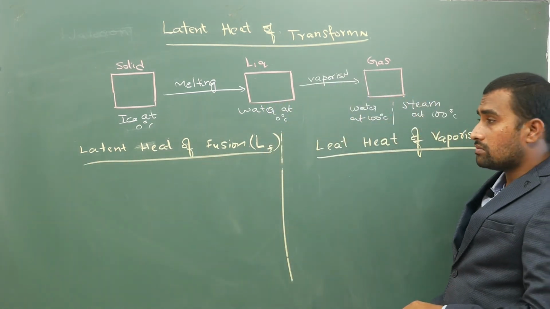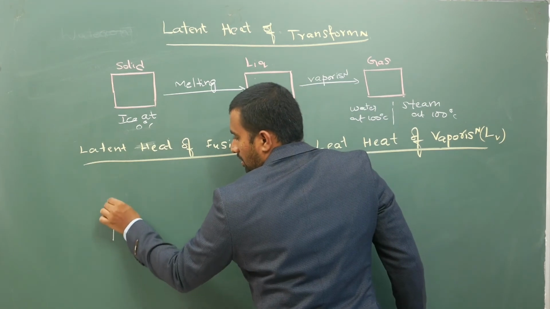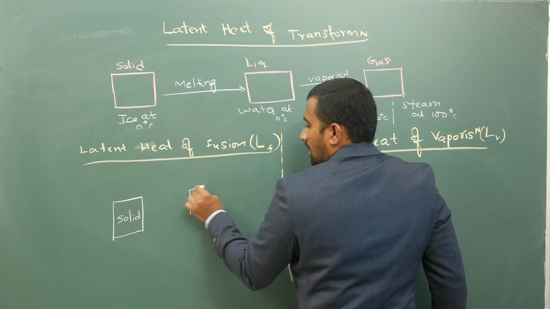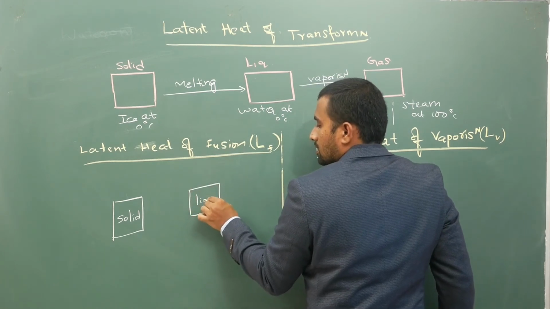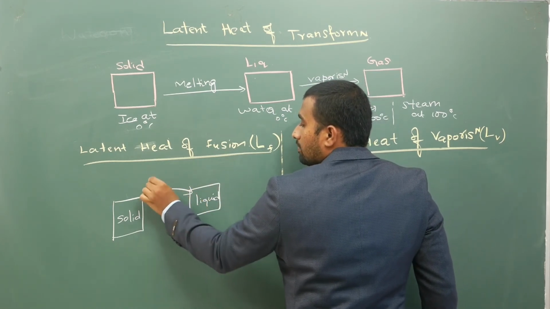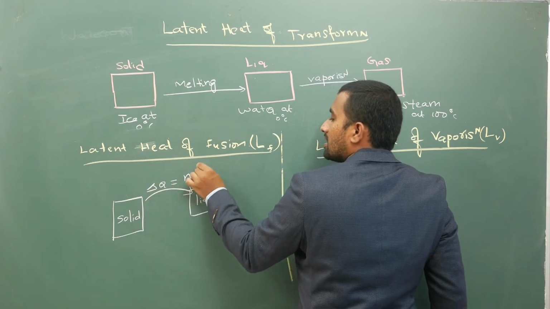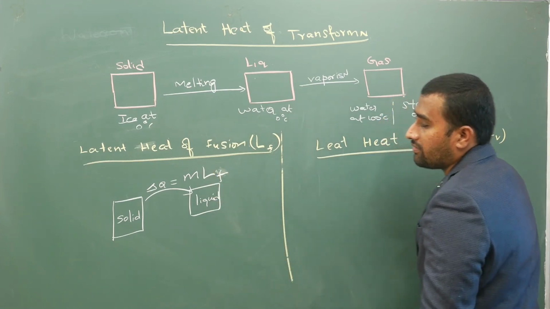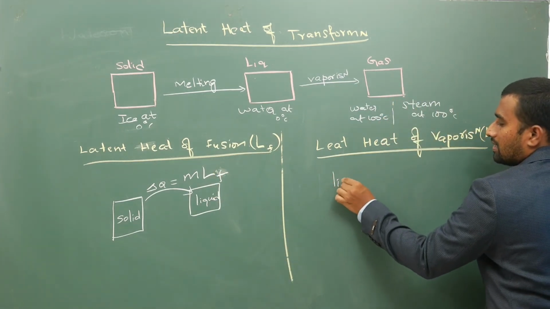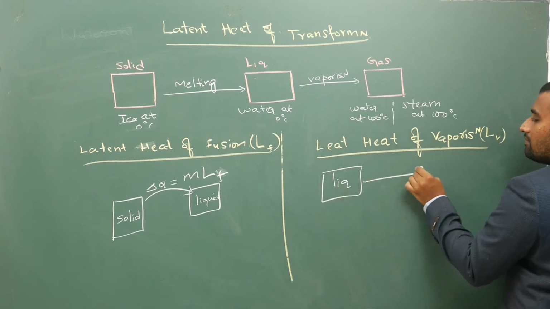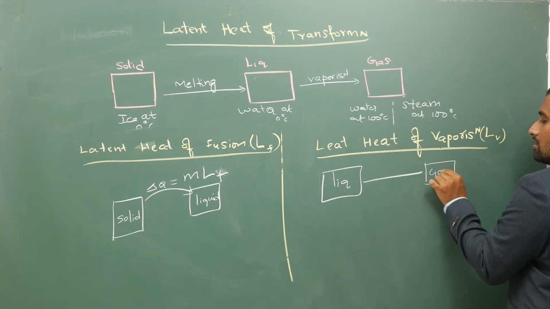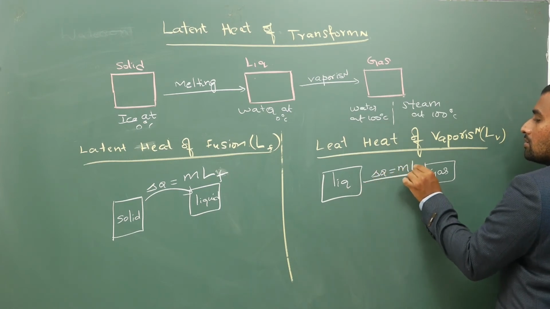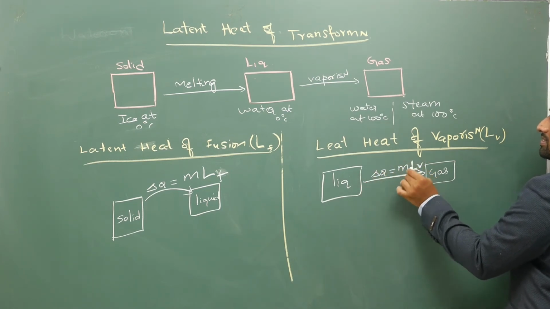Now let us say you have a solid and you have a liquid. To break the bonds you require heat energy. This heat energy is delta Q equal to mass times latent heat of fusion. If you have liquid, to convert this into gas you require heat energy. That heat energy is delta Q equal to mass times latent heat of vaporization.